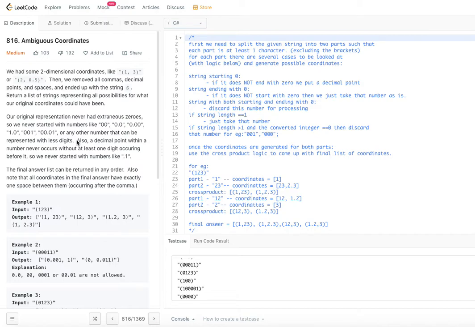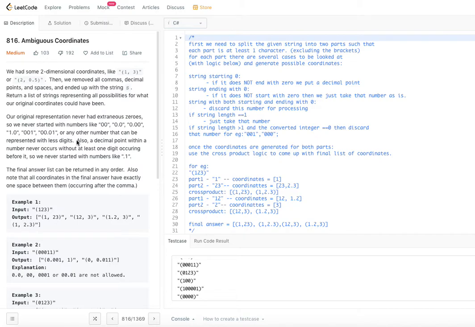Also a decimal point within a number never occurs without at least one digit occurring before it. So we never started with numbers like .1. So when there is a number like 1, that means it was never a .1. But if there is a number like 0, 1, that is most likely a 0.1. So things like that, right? The final answer list can be written in any order. Also note that all coordinates in the final answer have exactly one space between them occurring after the comma.